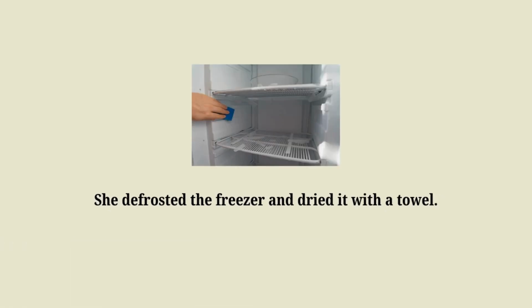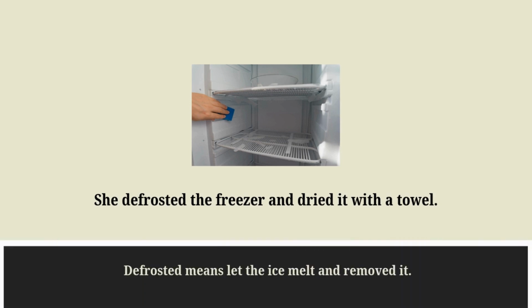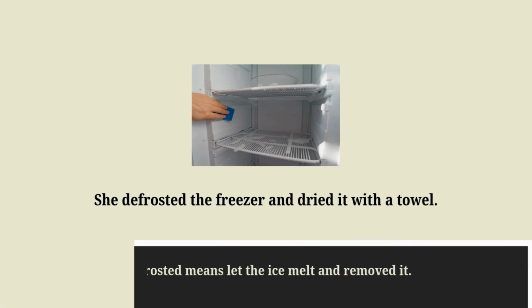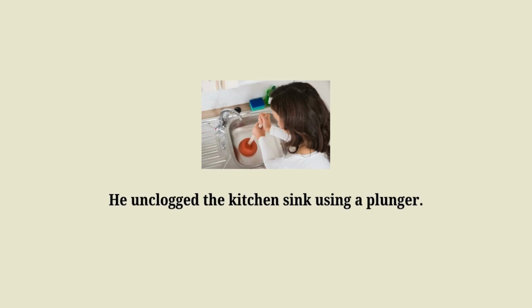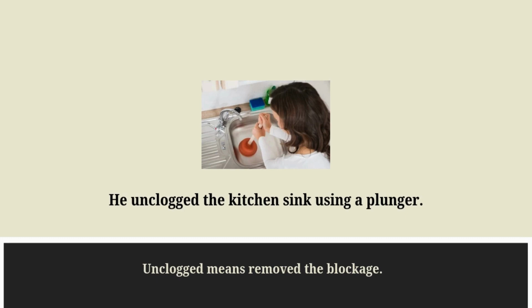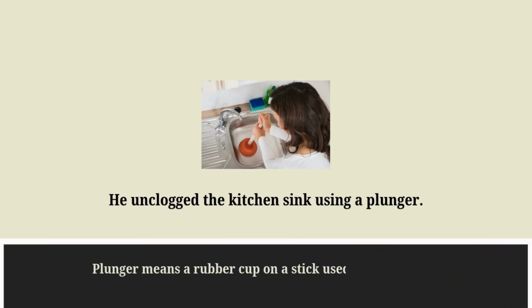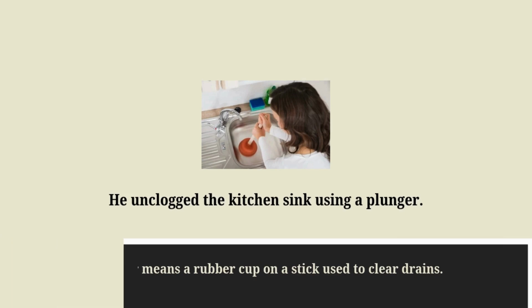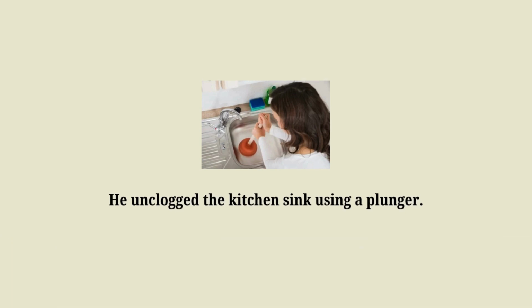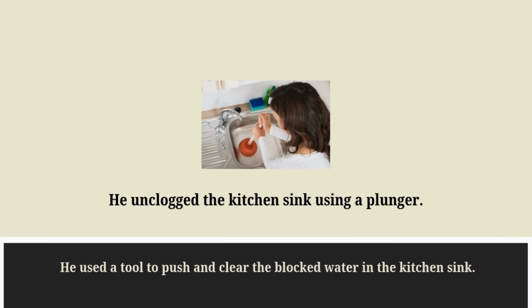She defrosted the freezer and dried it with a towel. Defrosted means let the ice melt and removed it. He unclogged the kitchen sink using a plunger. Unclogged means removed the blockage. Plunger means a rubber cup on a stick used to clear drains. So, in simple terms, he used a tool to push and clear the blocked water in the kitchen sink.